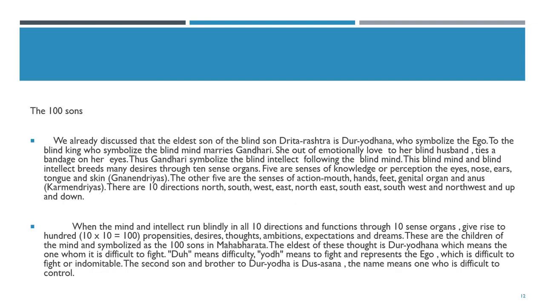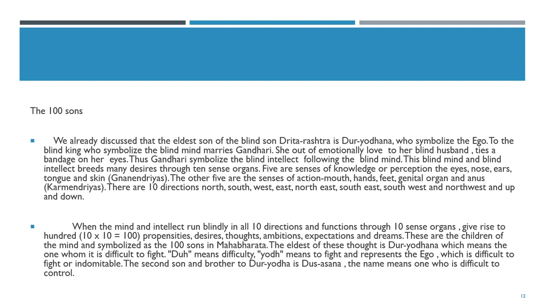So, the 100 sons which they have mentioned, we already discussed the eldest son. There are many meanings, so I am giving only a short explanation. The eldest son of the blind king Dhritarashtra is Duryodhana, who symbolizes the ego. The blind king, who symbolizes the blind mind, marries Gandhari. Out of love for her blind husband she ties a bandage on her eyes. Gandhari symbolizes the blind intellect following the blind mind.